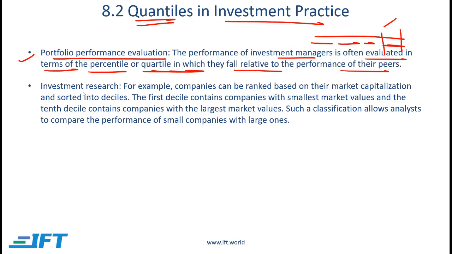In investment research, companies can be ranked based on their market capitalization and sorted into deciles. The first decile contains companies with the smallest market values, and the 10th decile contains companies with the largest market values. Such a classification allows analysts to compare the performance of small companies with large ones.